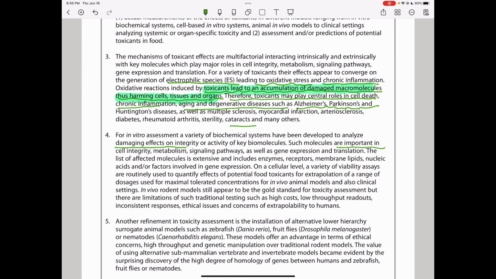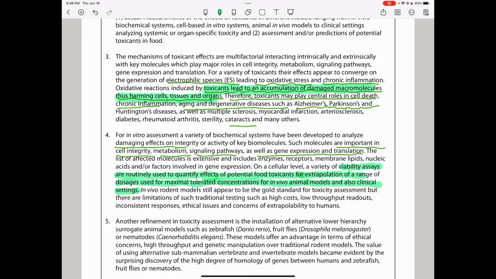Such molecules are important in cell integrity, metabolism, signaling pathways, as well as gene expression and translation. The list of affected molecules is extensive and includes enzymes, receptors, membrane lipids, nucleic acids, or factors involved in gene expression. On a cellular level, a variety of viability assays. So this is what we are looking at, the assays that can be used. So a variety of viability assays are routinely used to quantify effects of potential food toxicants for the extrapolation of a range of dosages used in maximal tolerant concentration for the in vivo animal models and also clinical settings.